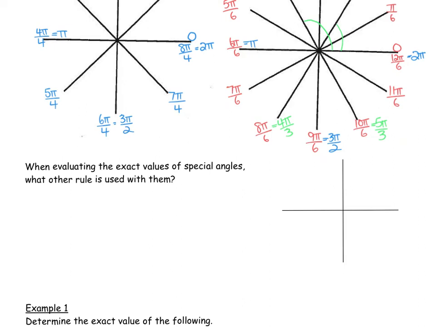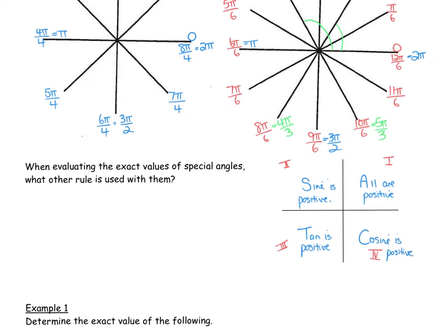So the last tool that I want to remind you about when we're evaluating exact values of special angles is hopefully you recall learning about this thing called the CAST rule, okay? And here we have quadrant 1, quadrant 2, quadrant 3, and quadrant 4. And hopefully you remember what this means, right? This means that all are positive in quadrant 1. In quadrant 2, this means that sine is positive, so that would mean that cosine and tangent are negative. In quadrant 3, tan is positive, so the others, sine and cos, would be negative. And in the last one, cosine is positive.